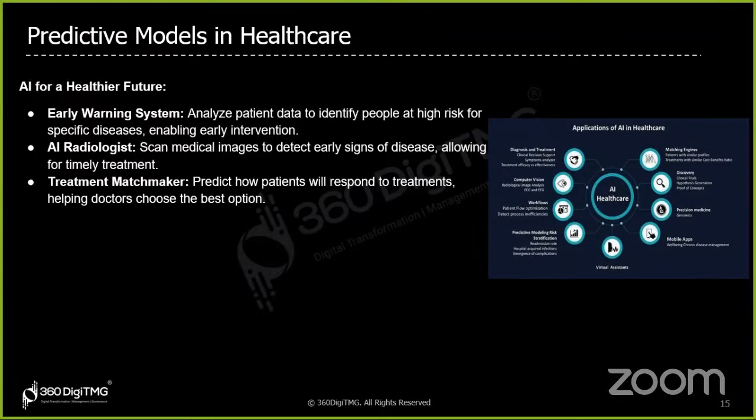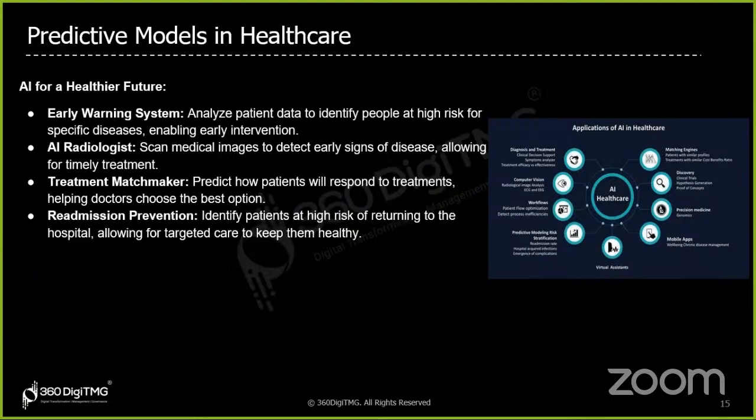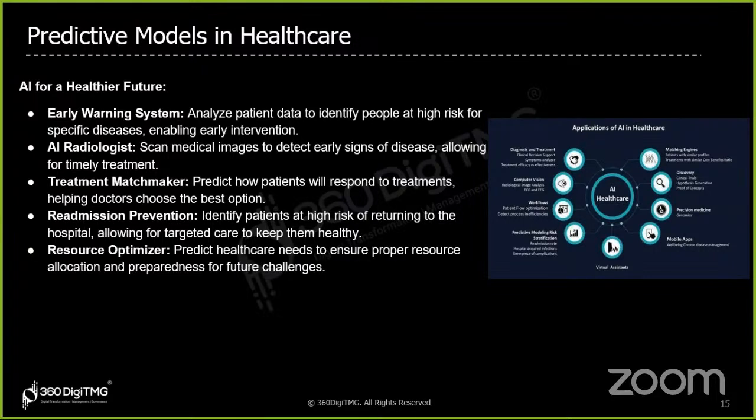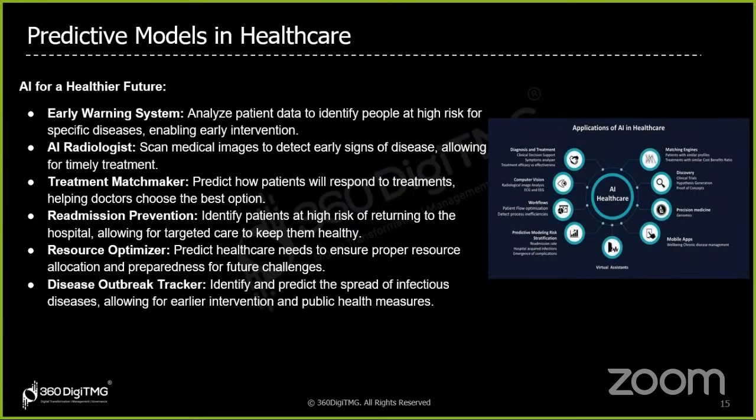Right. So, treatment matchmaker, predicting how patients will respond to treatments based on their particular genetic compositions, comparing each genetic composition with the kind of treatment, and estimating beforehand which is going to be more compatible, which is the better treatment plan for the patient. Then readmission prevention, identifying patients at high risk of returning to the hospital, allowing for targeted care and keeping them healthy. Predicting healthcare needs to ensure proper resource allocation and preparedness for future challenges, right?